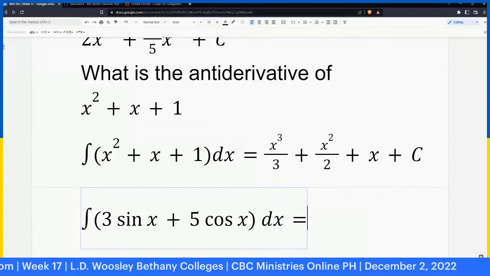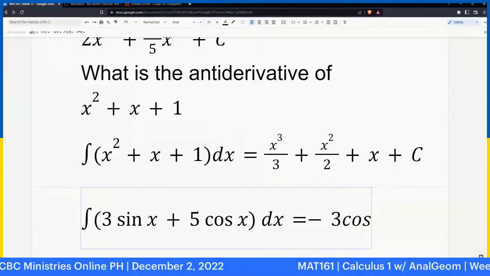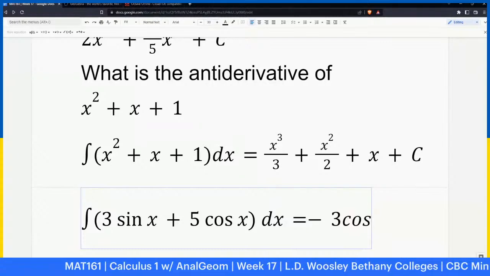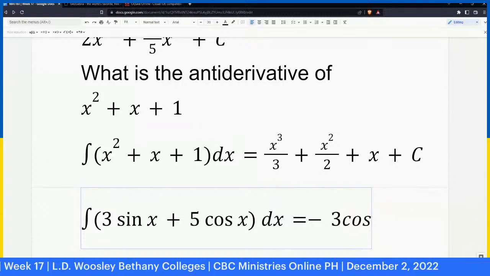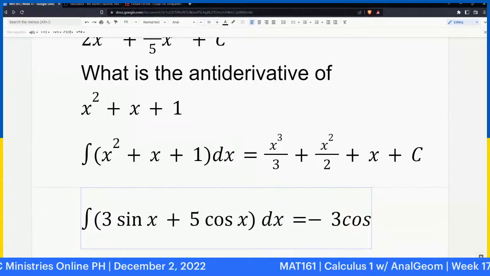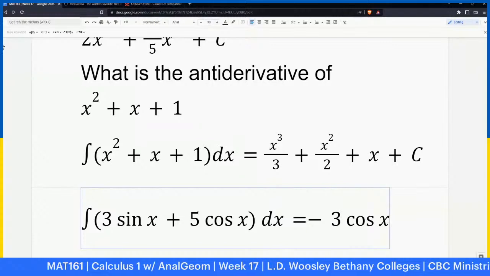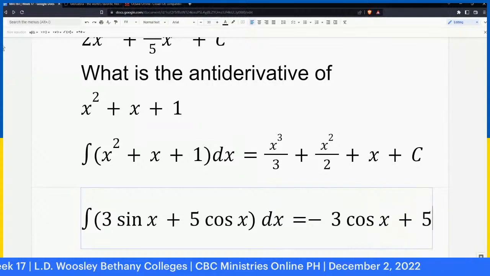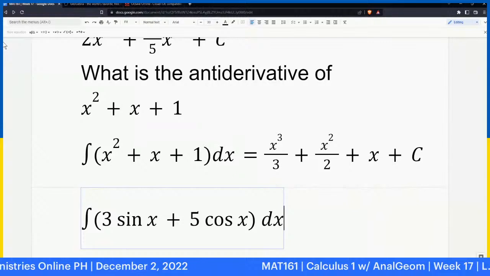Integral of sin is negative, no? So, negative 3. Ano yan? Come again? Negative 3, no? Kasi the integral of sin x is negative cosine, right? So 3 cosine x plus integral of cosine is sine. So the other 5 sin x.